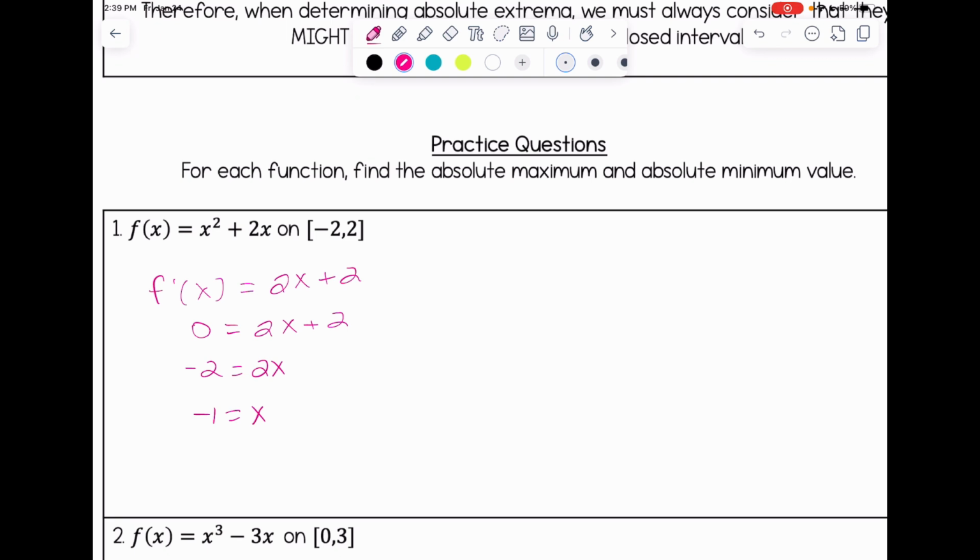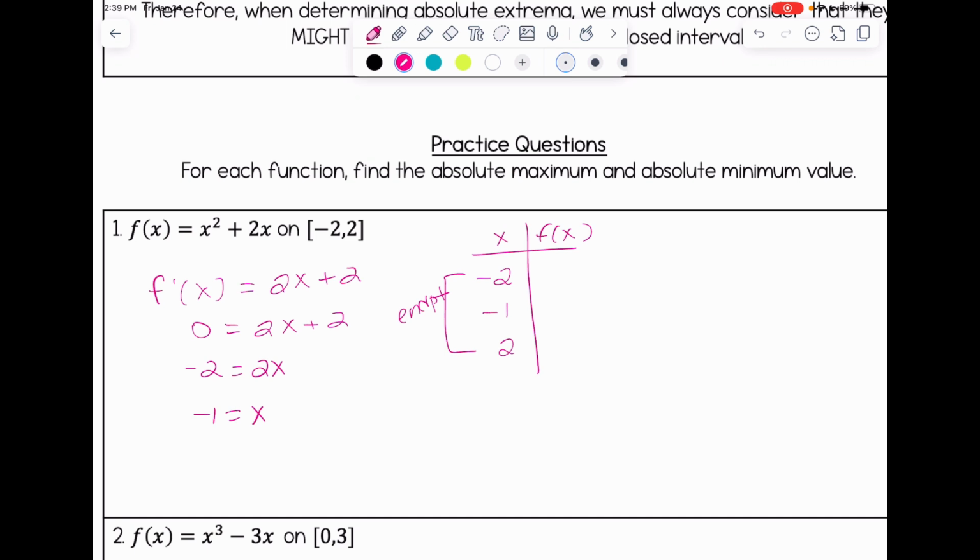Now what we're going to do is make a little table of values, basically comparing the y-coordinates, or f of x, for both the endpoints and the critical value. So that means I'm going to look at negative 2, negative 1, and positive 2. So these are our endpoints, and then the negative 1 is our critical number. So we're going to find the y values, plugging them into the original function. We're talking about the absolute min and max of f of x.